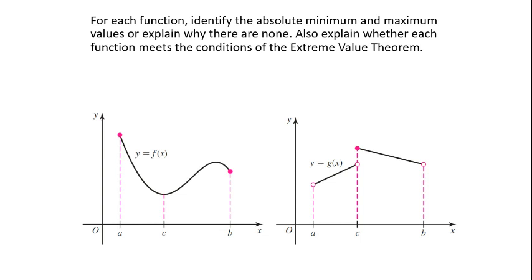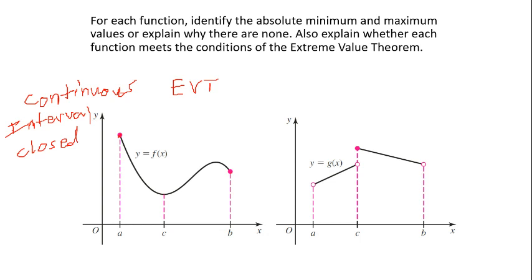So for this first one on the left, y equals f of x, we're going to see if the extreme value theorem even applies. So first of all, if you trace the graph from left to right, I never have to lift up the pen, so it is continuous. And the interval is closed. This endpoint is included, and this endpoint is also included. So because the function is continuous and the interval is closed, the extreme value theorem, which I'm going to abbreviate as EVT, does apply.